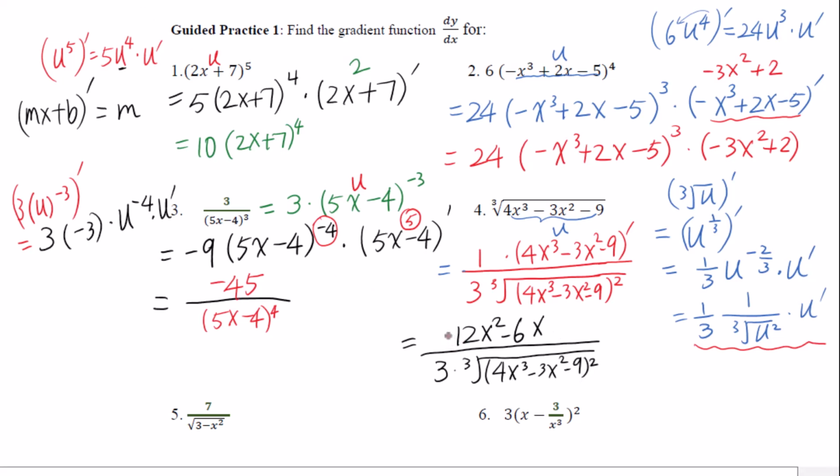We can reduce. Common factor is 3. So top and bottom, we divide by 3. That equals 4x squared minus 2x over the cubic root of 4x to the third power minus 3x squared minus 9, squared.